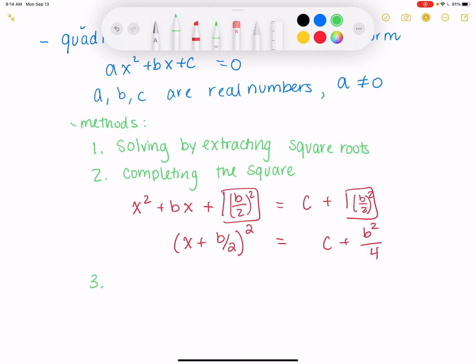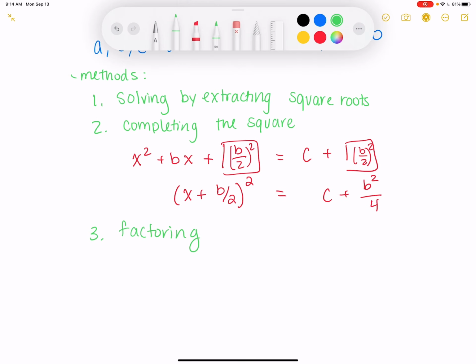Method 3 is factoring, which hopefully by this point we can all do pretty well. It's just the b squared and not the 4 on the number over here. It was 2 on the bottom, so I went ahead and squared that. So the squared is now just on the b on the right side over there.